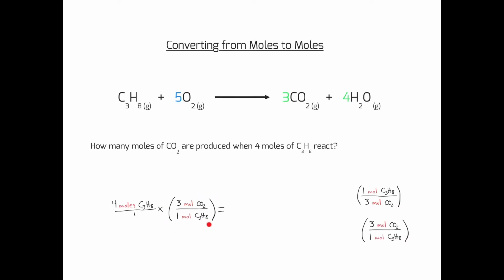So we set this up so our moles of propane on the bottom can cancel with our moles of propane on the top. So these cancel with these, leaving us with moles of CO2. And because moles of CO2 are what we're trying to find, we can go ahead and do our calculation now. So we multiply 4 times 3, divide by 1, and what we get is 12 moles of CO2.